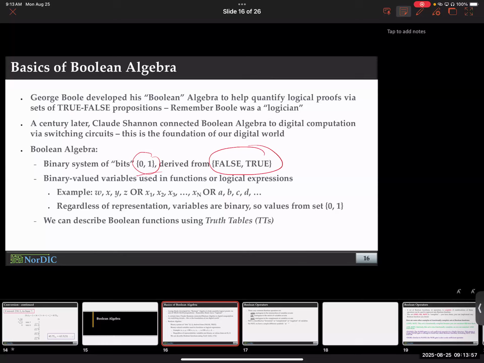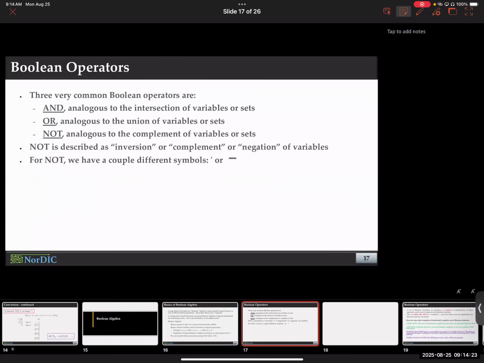binary. One other quick point is in Boolean algebra, we use different variables. We have different representations, A, B, C, D, you name it, doesn't matter. But irrespective of what these things are, they can only have two values, 0 and 1. So it's comparatively simpler to handle, honestly. And we can describe any Boolean function using what's called a truth table, and we'll quickly review that truth table moving forward. All right.